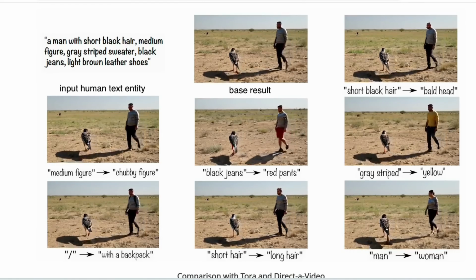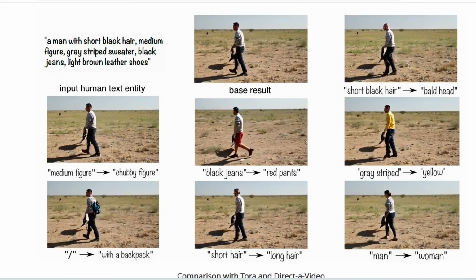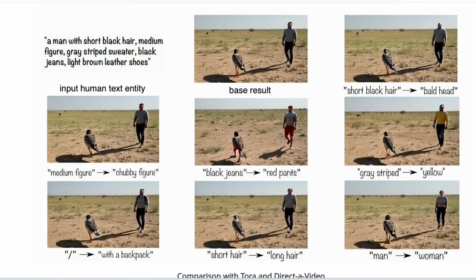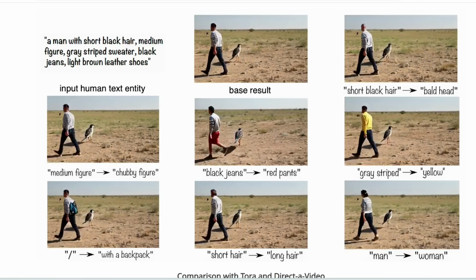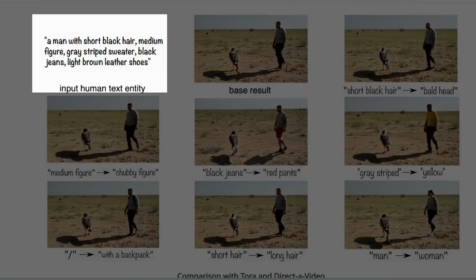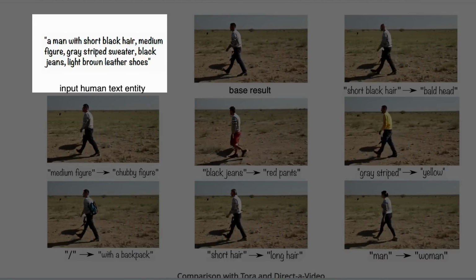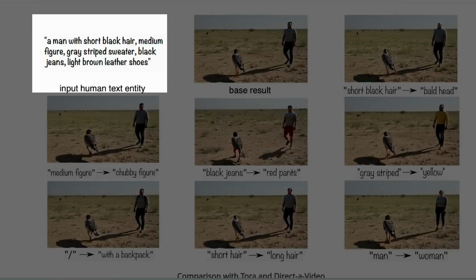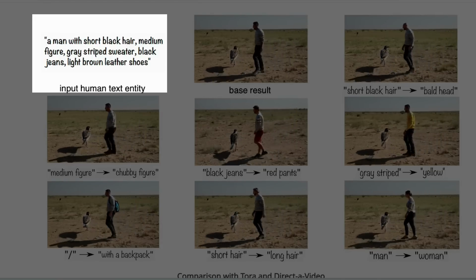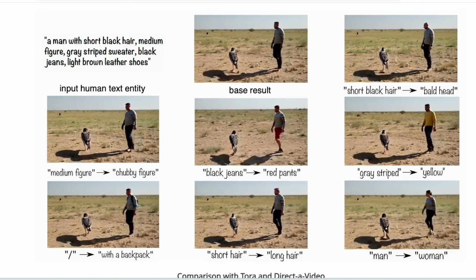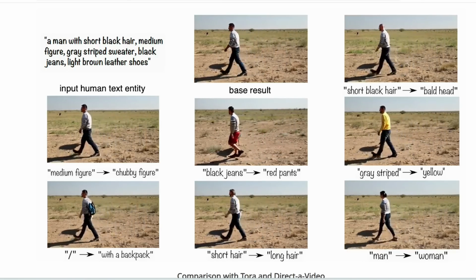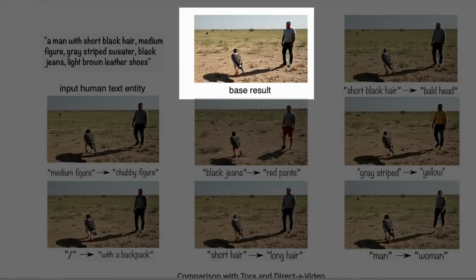You can also edit specific things in the video, like the person's hair or clothing or gender. So for example, let's say you prompt it with a man with short black hair, medium figure, gray striped sweater, black jeans, light brown leather shoes. And then of course you also need to upload two trajectories, one for the man and one for this bird. And let's say your initial video looks like this.